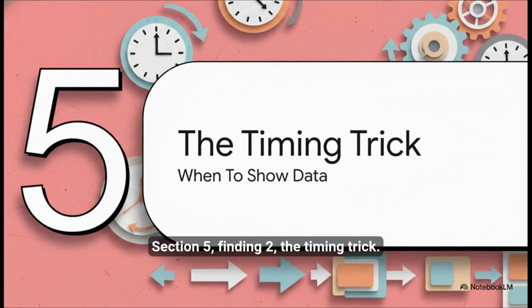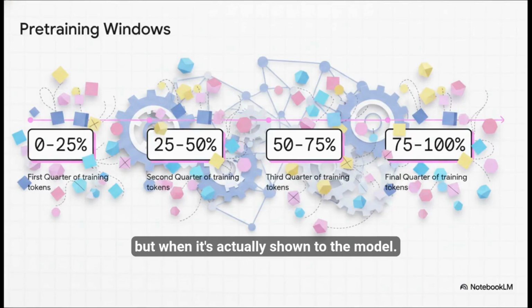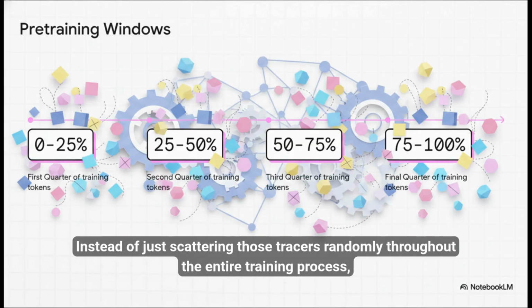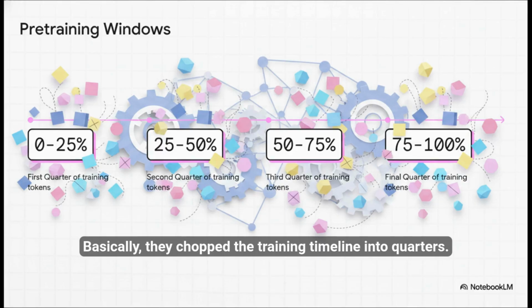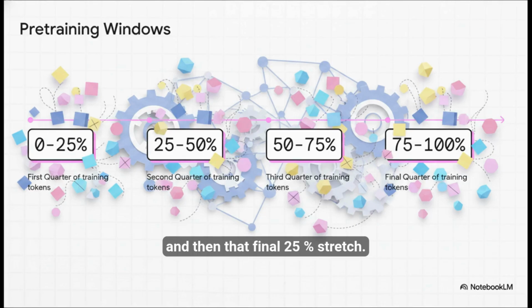Let's move right along to our second major finding. Section 5, Finding 2, the timing trick. So this finding focuses not on how much data there is, but when it's actually shown to the model. The researchers ran this really clever series of timeline experiments. Instead of just scattering those tracers randomly throughout the entire training process, they only injected them during very specific pre-training windows. Basically, they chopped the training timeline into quarters. The first 25% of training tokens, the second quarter, the third, and then that final 25% stretch.